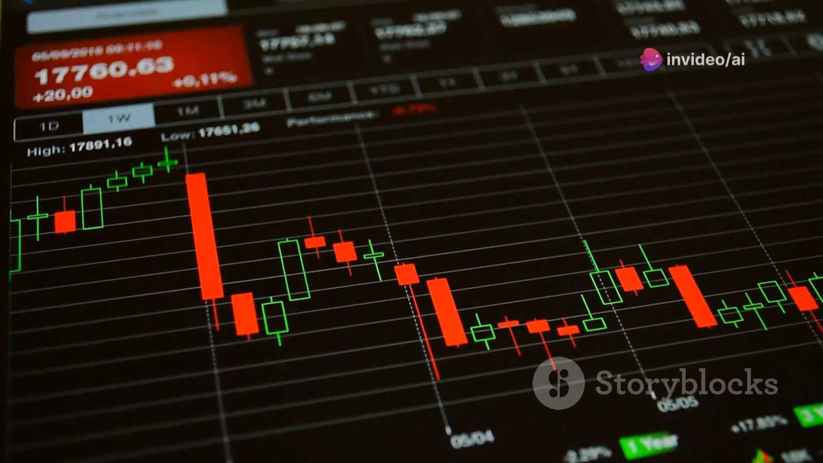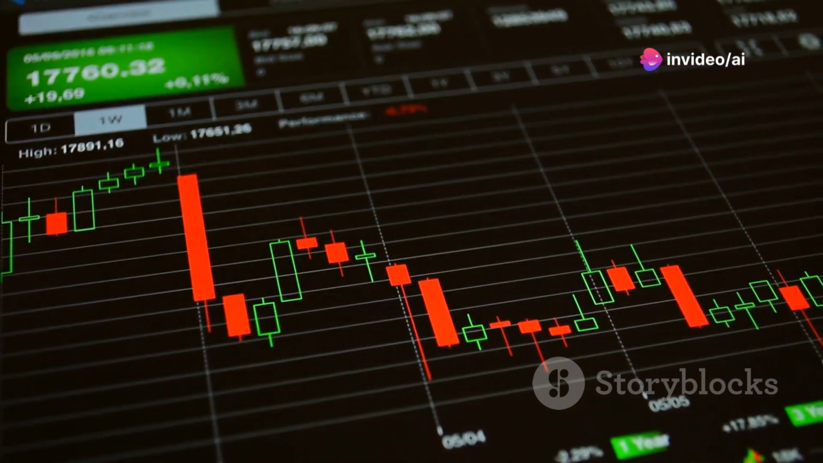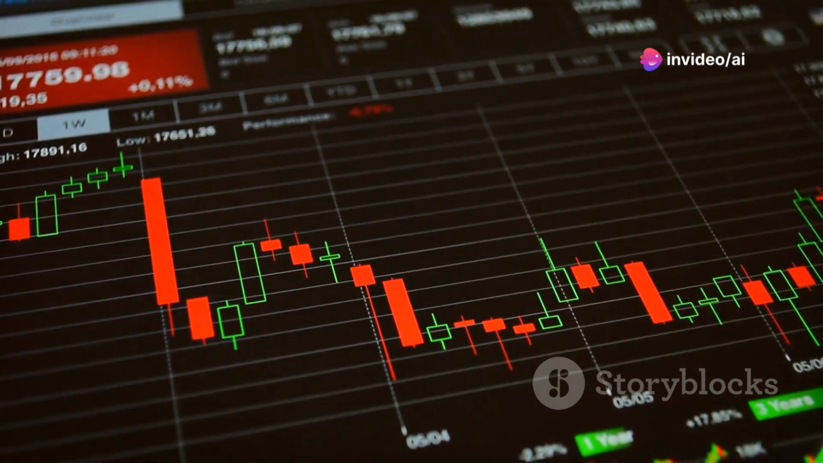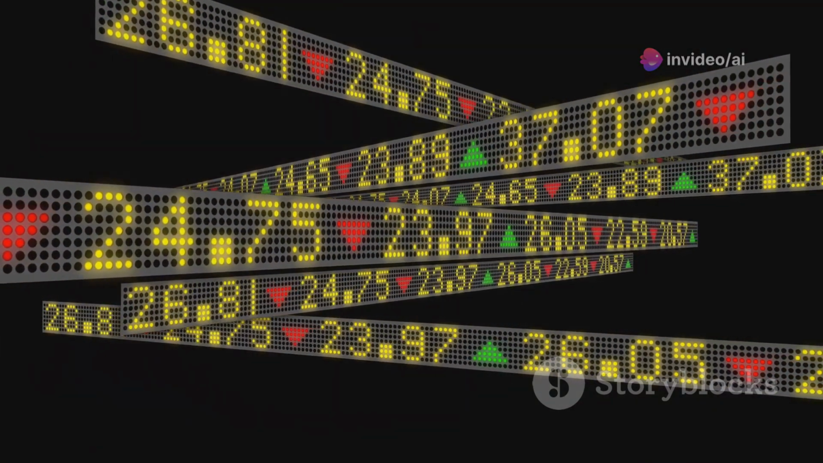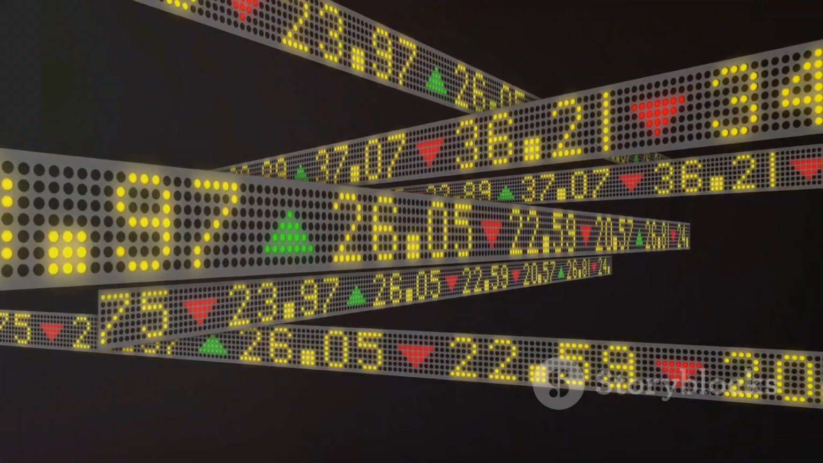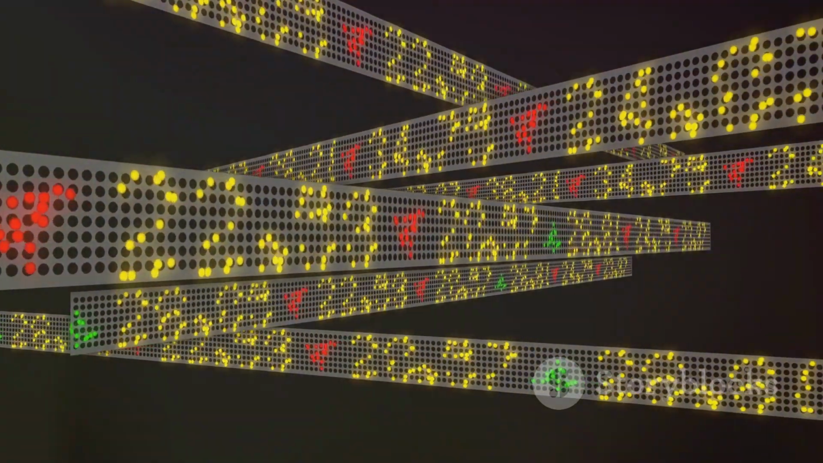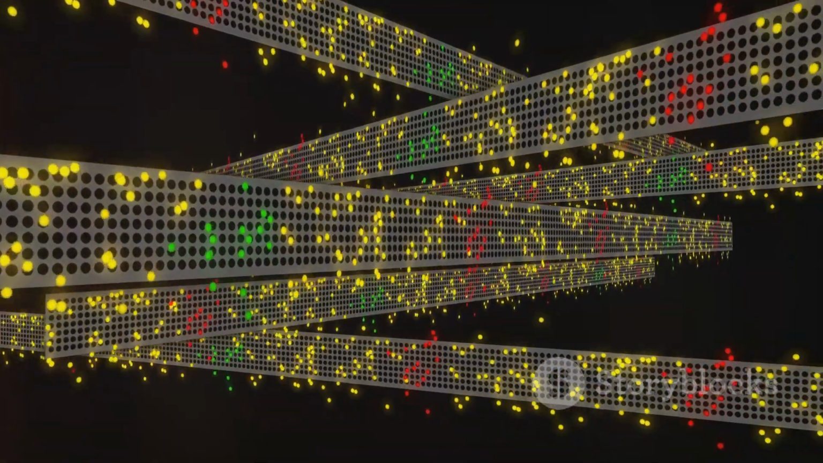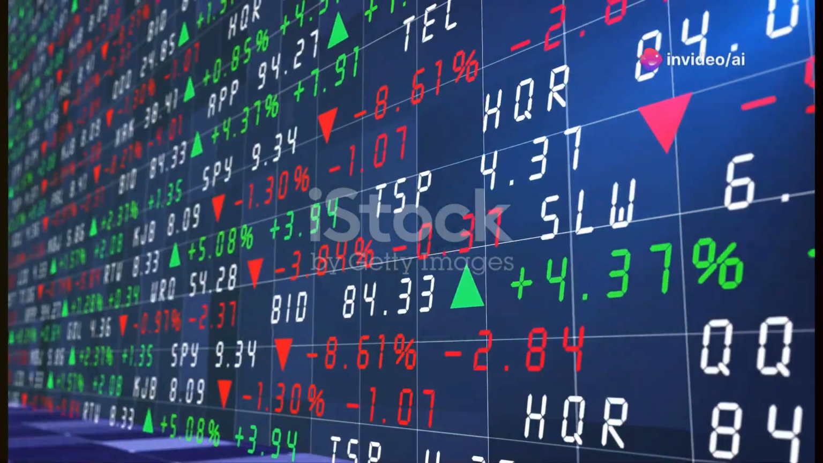Lastly, external shocks. External events, such as financial crises, geopolitical conflicts, natural disasters, pandemics, or regulatory changes, can disrupt market cycles and trigger abrupt shifts in investor sentiment and market conditions.